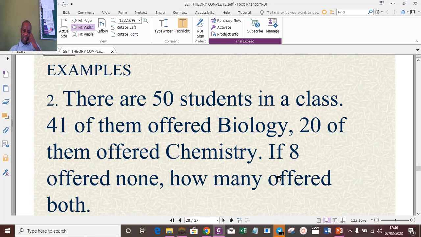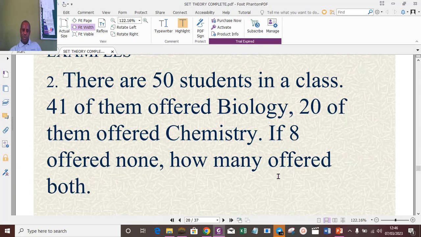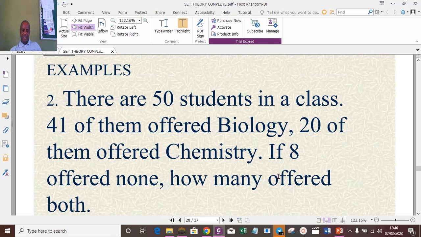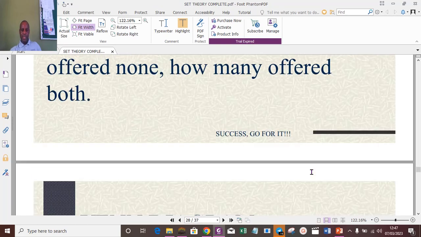And let's now take example 2. There are 50 students in a class. 41 of them offer biology, 20 of them offer chemistry. If 8 offered none, how many offered both? There are 50 students in a class, 41 of them offer biology, 20 offer chemistry. How many offered both? Okay, let's take it one after the other.